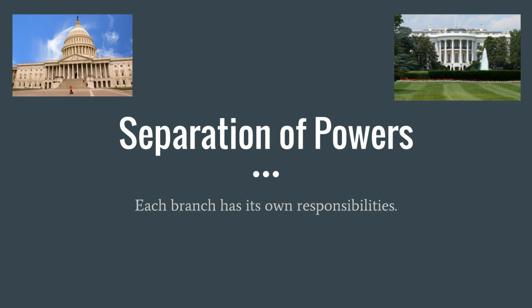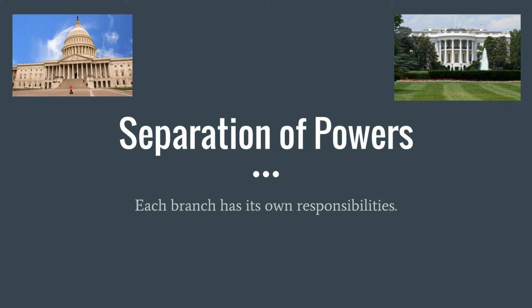Next, we have our executive branch. They're created by Article 2 of the Constitution. And the executive branch, as you know, is made up of the president and the vice president. It's made up of the cabinet. And the cabinet is the president's group of advisors. And each cabinet member is the secretary of their department.